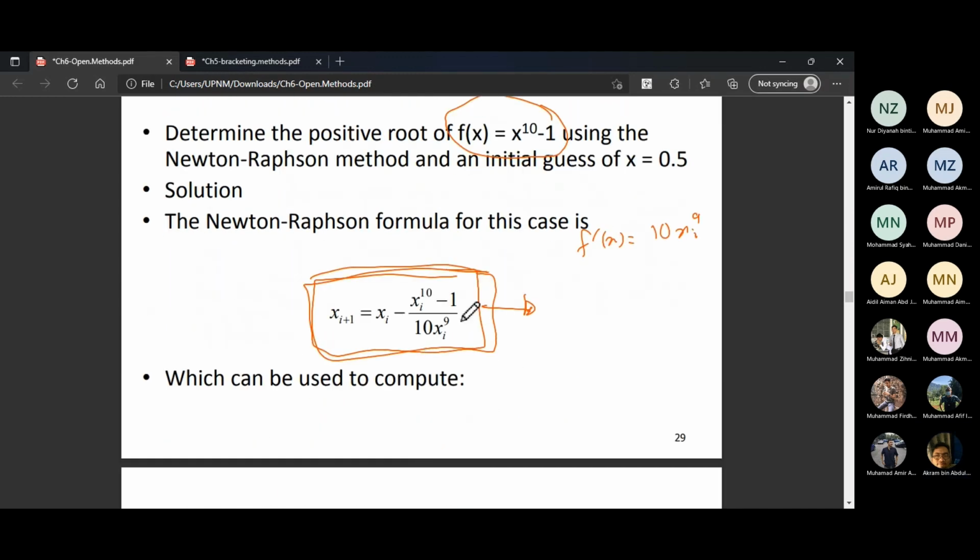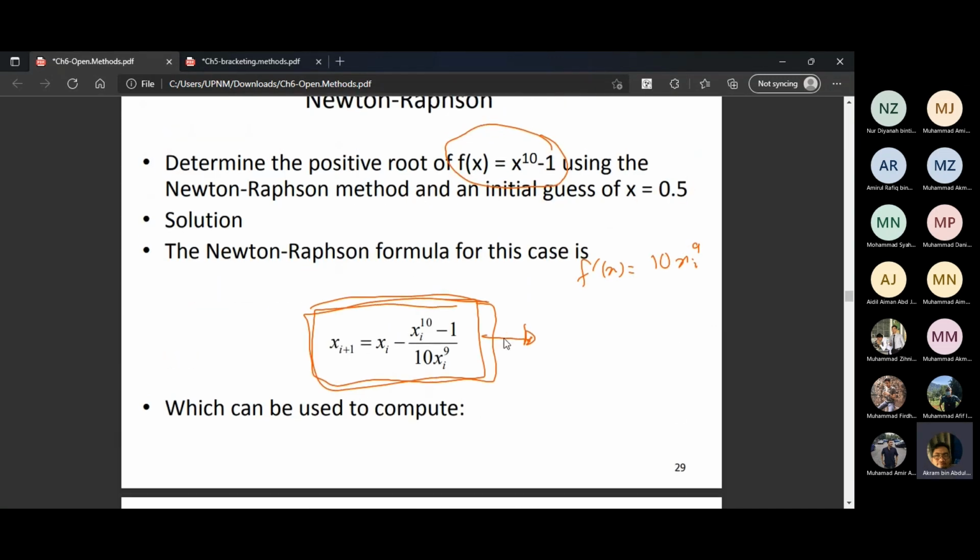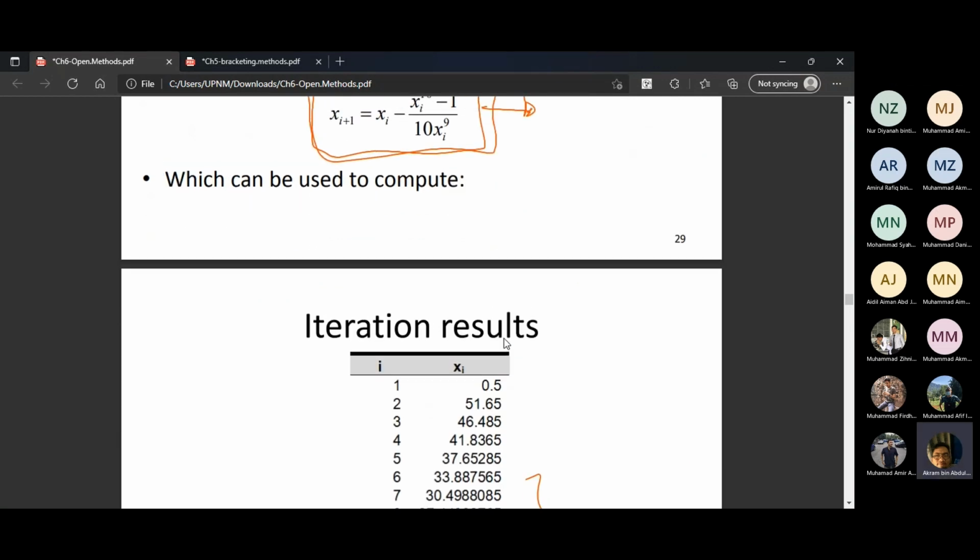So, if we compute using Newton Raphson, this is what we get. Okay, starting with initial guess of x equal to 0.5. So if we try to compute, we will get this kind of result. So we start out with x equal to 0.5. The next x, x2, if we calculate this using this formula, we get 51.65. So it jumps from 0.5 to 51.65. And then it will slowly converge. So from 51, it will slowly drop to 46, 41, 37, 33, and 30.